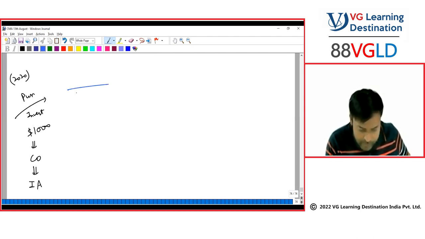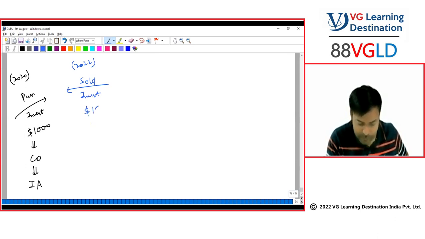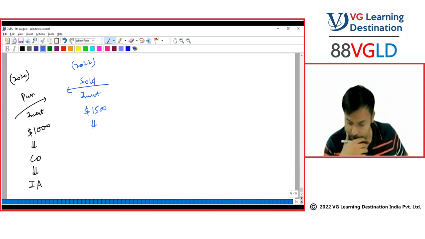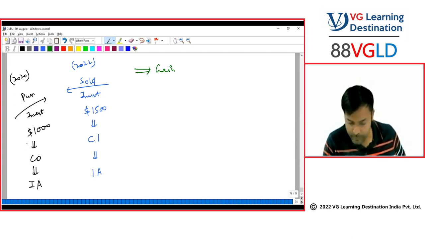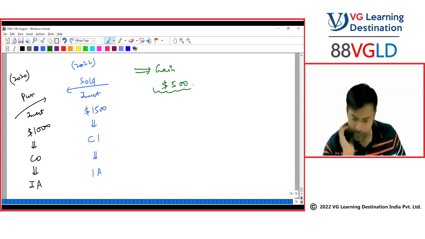Okay, in the year 2022, you have sold that investment. How much? $1,500, everyone. IA, OA, FA? It is cash inflow and it is going to be IA. Absolutely correct. How much is the gain, everyone? $500. Up till here, are we good or not? Yes.